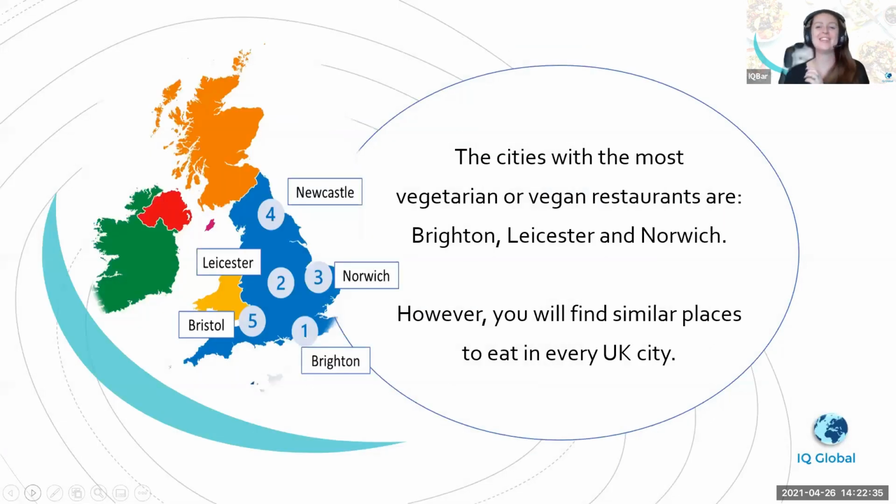There we go. So the cities with the most vegetarian or vegan restaurants are Brighton, so that's down south, Leicester, and Norwich. However, you will find similar places to eat in every UK city.